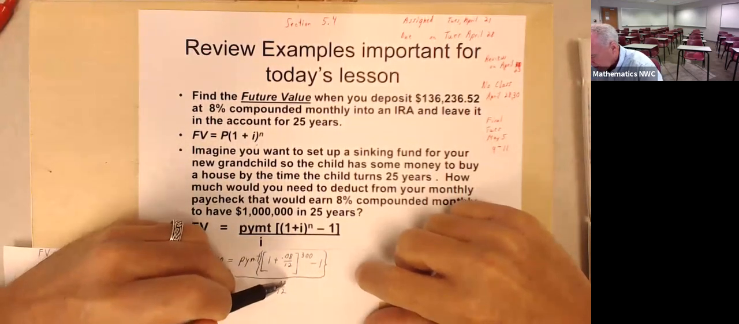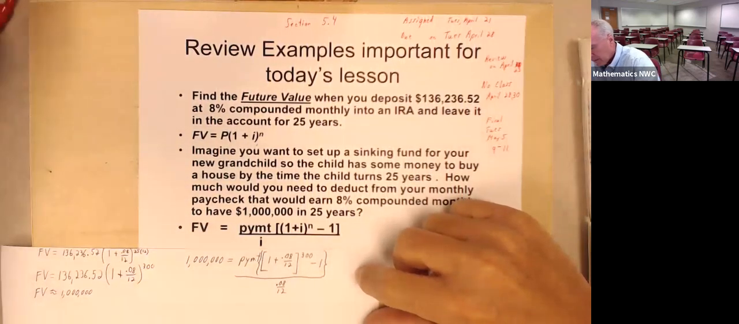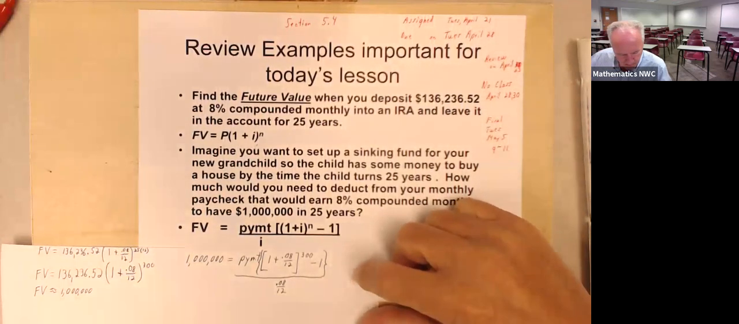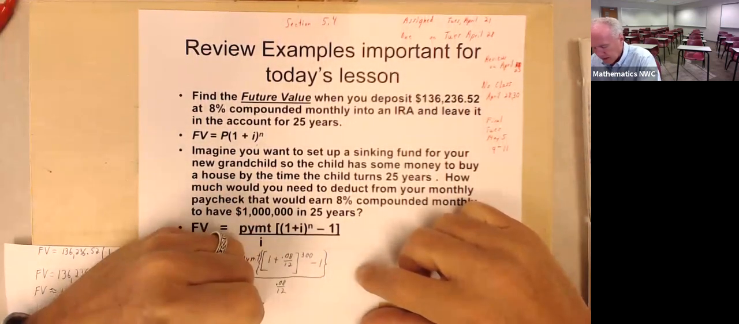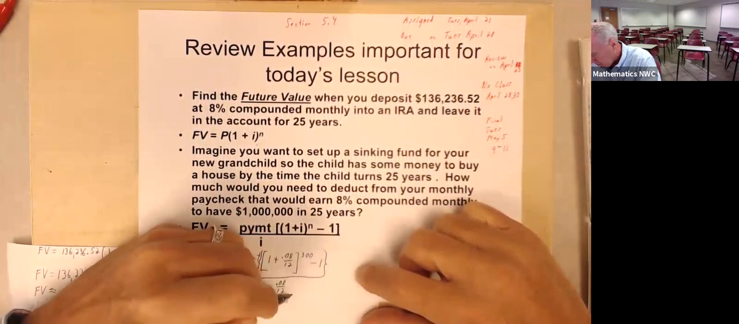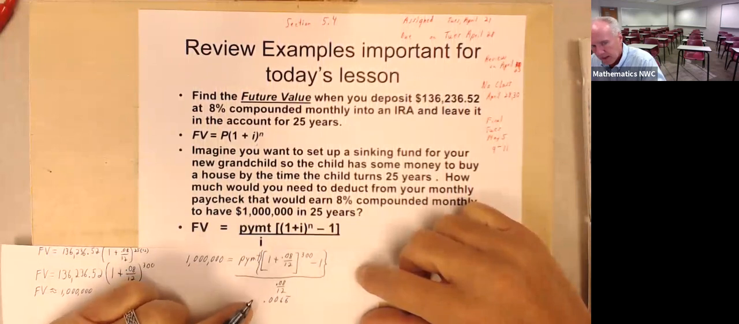You might want to get this 0.08 divided by 12 as a separate number. It's actually 0.006 repeating. That's what that number actually is.